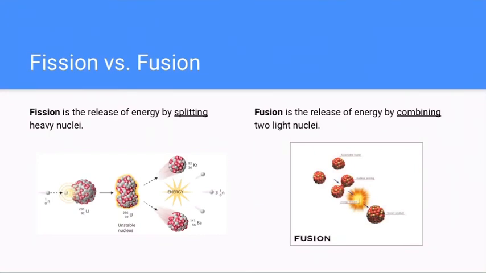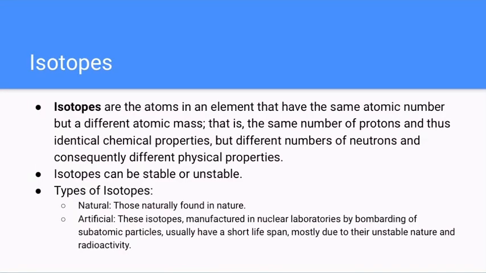Now that we have finished discussing the major forms of radioactivity, we are going to talk about the difference between fission versus fusion. Fission is the release of energy by splitting heavy nuclei. If we look at our picture below, we see that our heavy nuclei is being split into 2 light nuclei through energy, whereas fusion is the release of energy by combining 2 light nuclei. In the picture below that, we see 2 light nuclei coming together using energy to form a heavy nuclei.